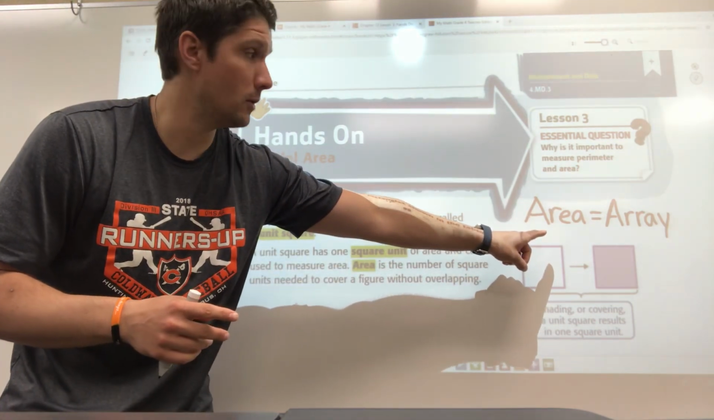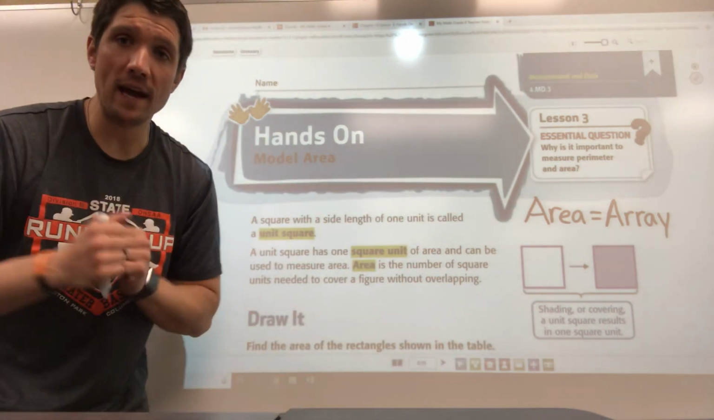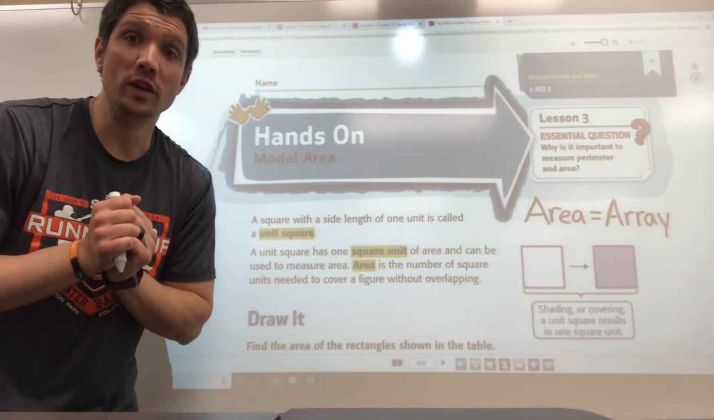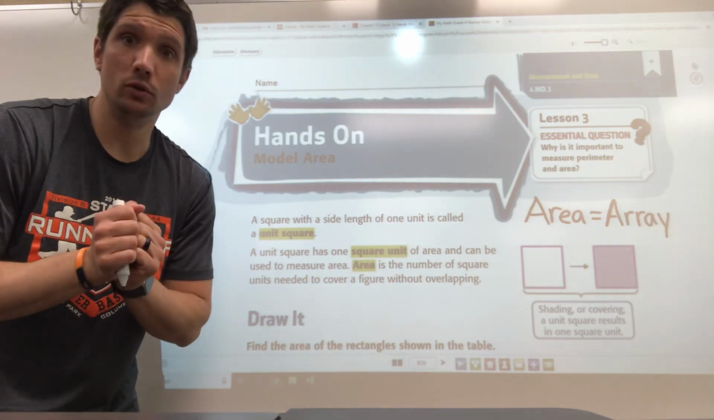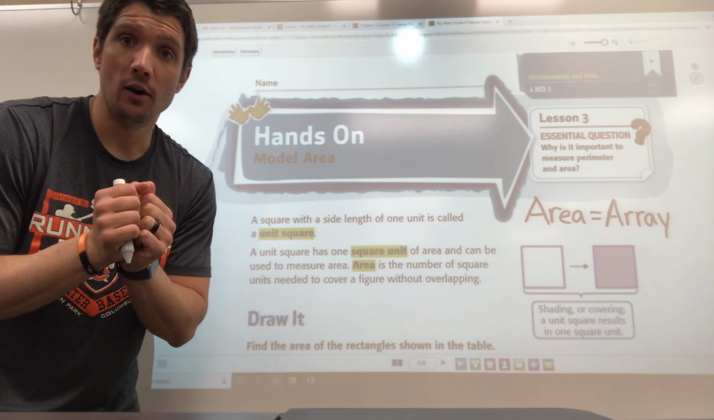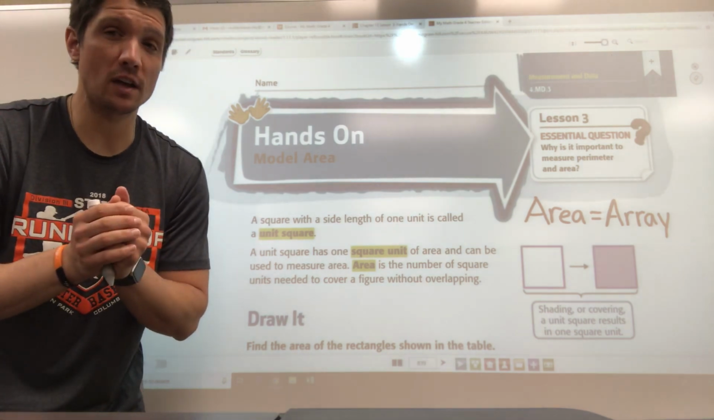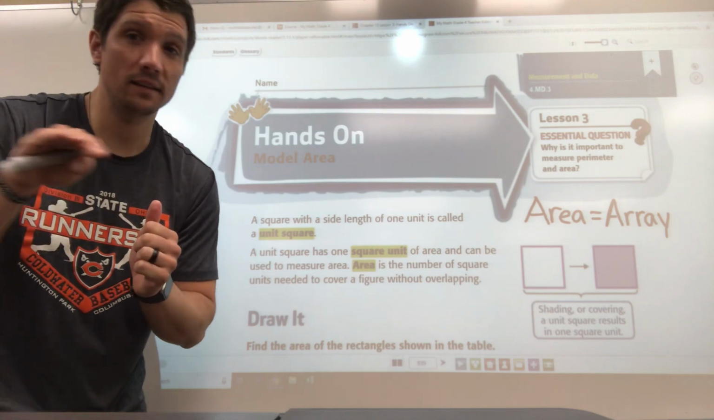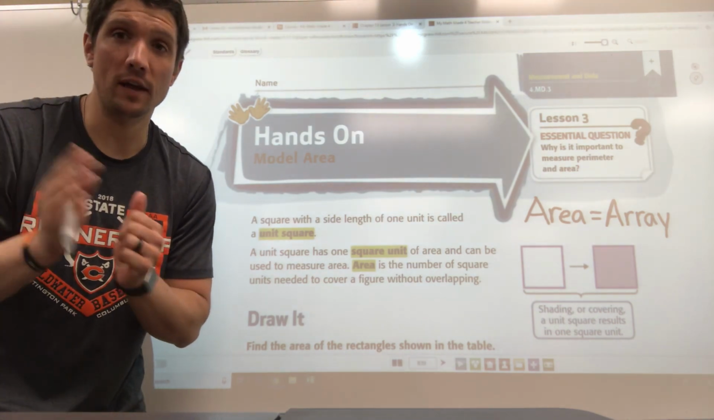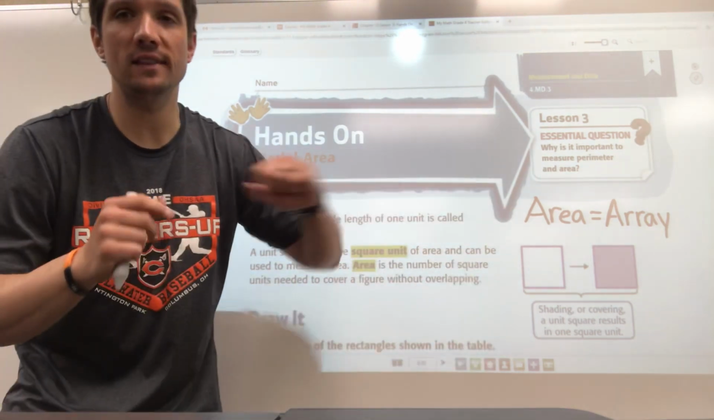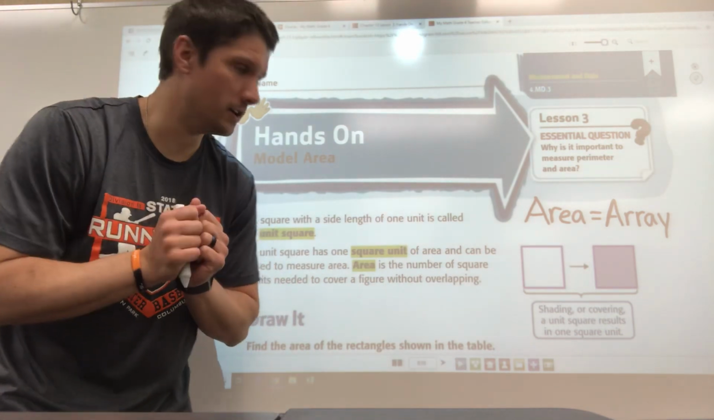Now, a trick I use to remember what area means is I always think about arrays. If you remember back to multiplication, we used arrays to multiply. It was a good visual for us, and it also talks about the length and width. So when you're thinking area, think about arrays, and you'll see why here shortly.